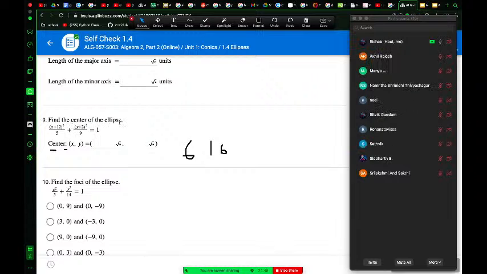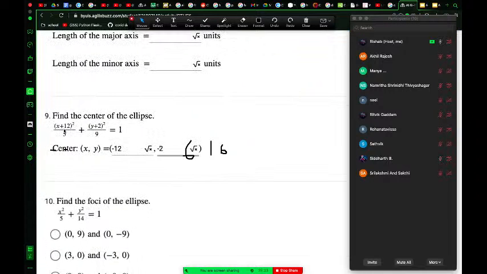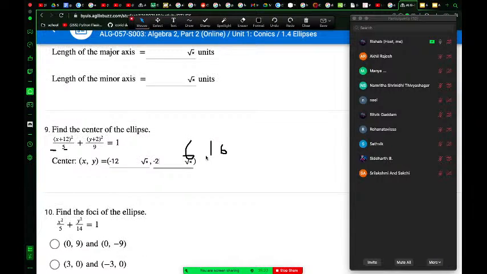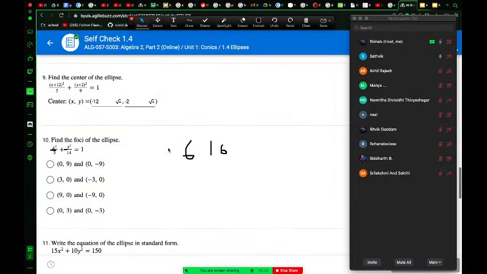It's just telling you to find the center of the ellipse. That is h, comma k, and that's just -12 and -2. Because of this equation, if you look over here, it says x plus 12 and y plus 2. So if you multiply both of those by -1, you get your answer, your coordinate ordered pair. It's pretty easy. It's not that hard at all.